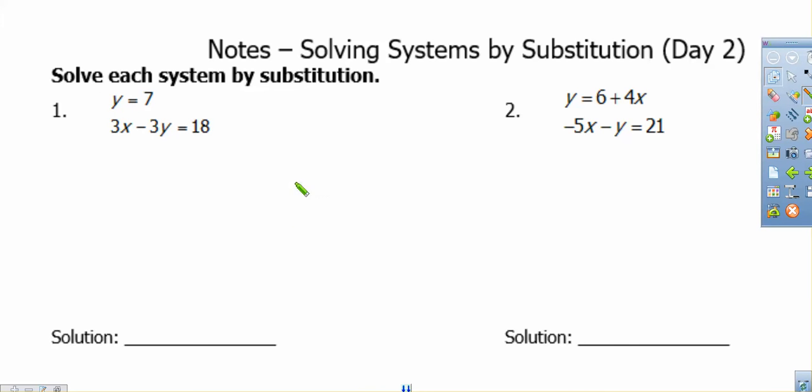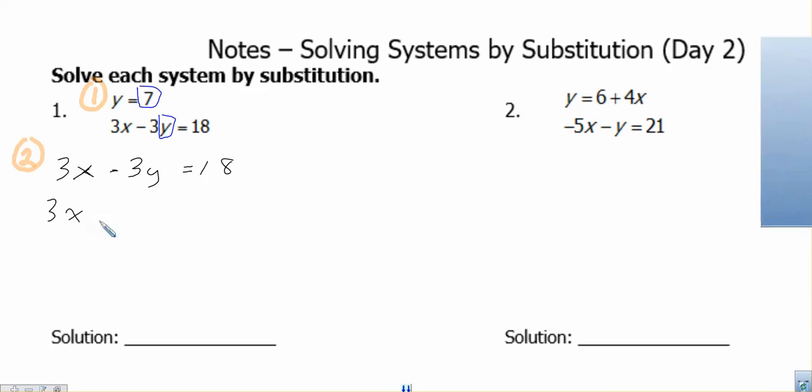Usually that's fairly obvious. So in number 1, y equals 7. That's step 1. Notice that that one has y by itself. Step 2, we're going to take the other equation, the one we didn't select. So 3x minus 3y equals 18. And everywhere that we see, in this case, a y, everywhere we see a y, we're going to put a 7. Okay? So let's replace that.